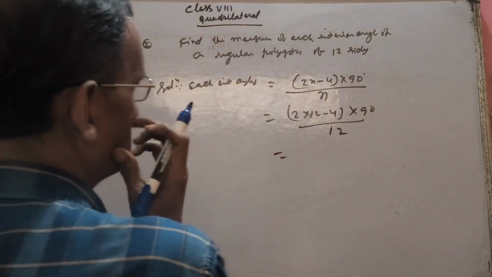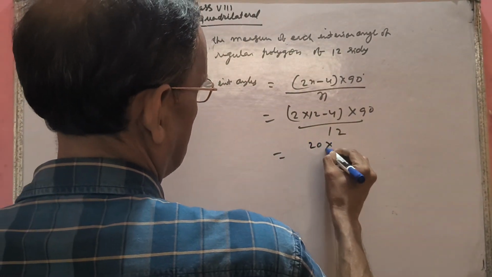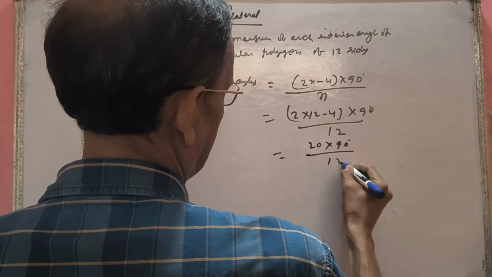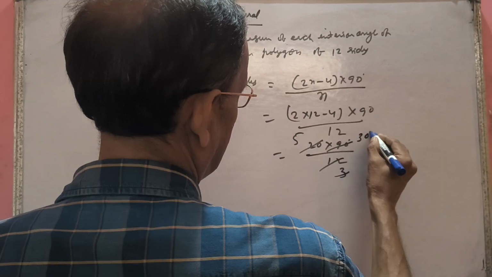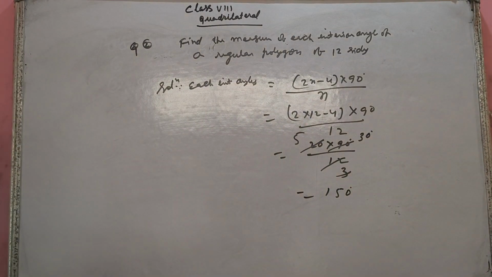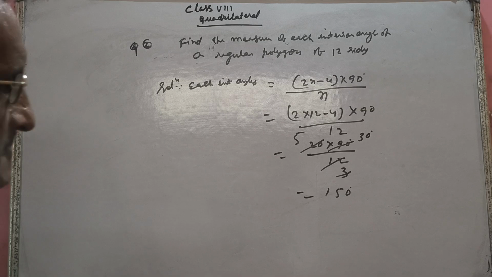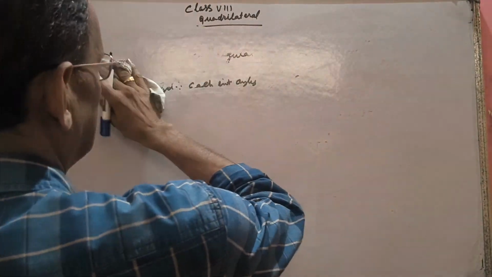So calculate how much we will get. This is 20 times 90 degrees by 12. 4 5s are 20, 4 3s are 12, 3 30s. So you will get each interior angle of a 12-sided regular polygon is 150 degrees. Okay, so these are the questions. If you have the formula in your mind, you can do it.